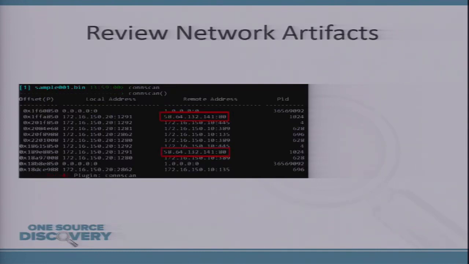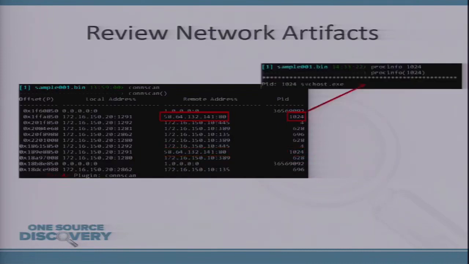So if we take a look at the PIDs, we want to see what process is this associated with. We can also see that it's connected on port 80. So maybe this is a browser. If we take a look at it, we can see that this is svchost. So now we're asking ourselves, should svchost be communicating over port 80? Probably not. Maybe it depends on what exactly that svchost is doing, but that's something that we're interested in.